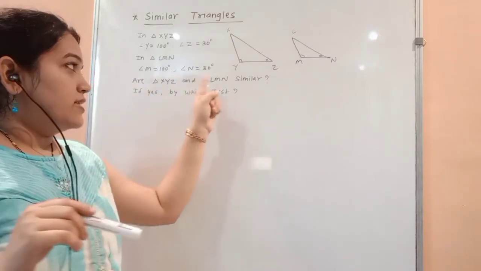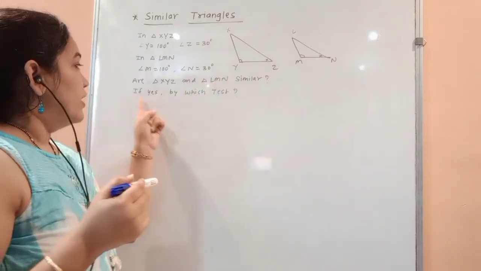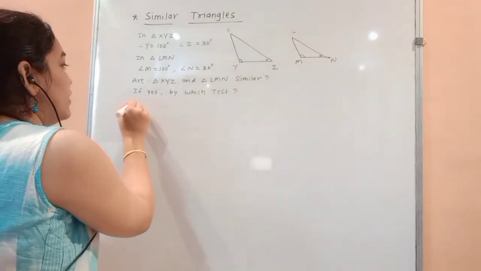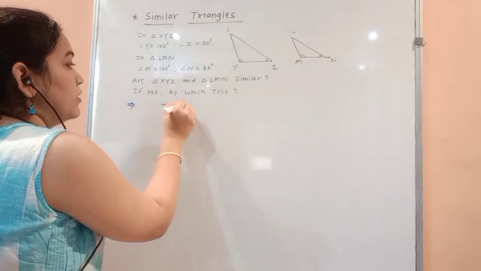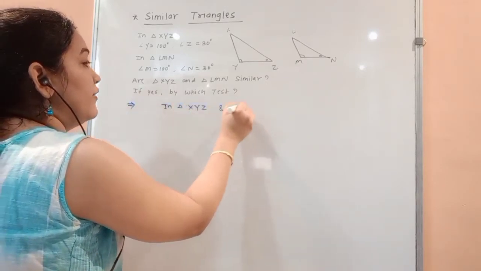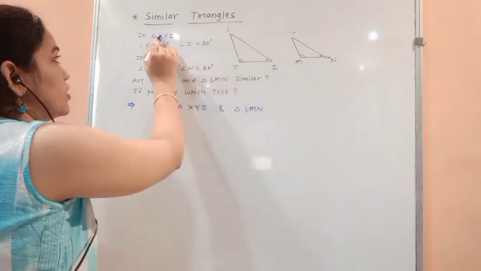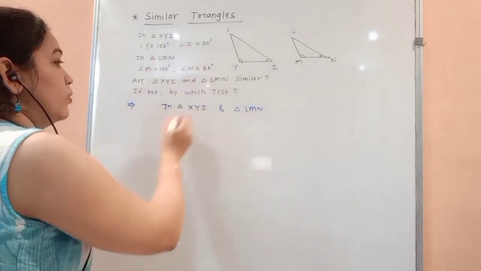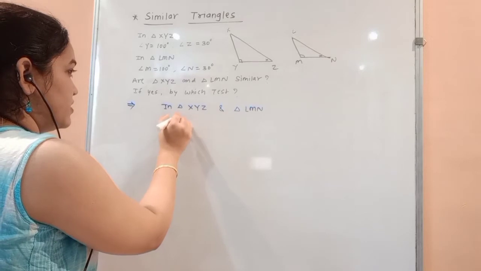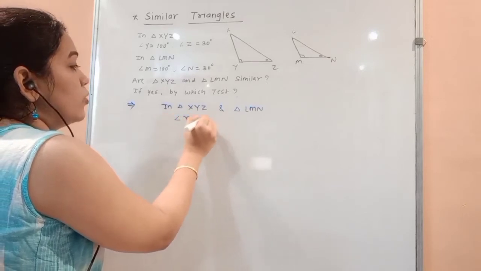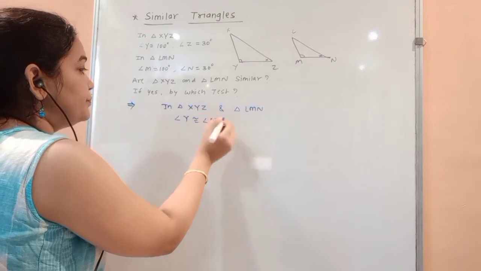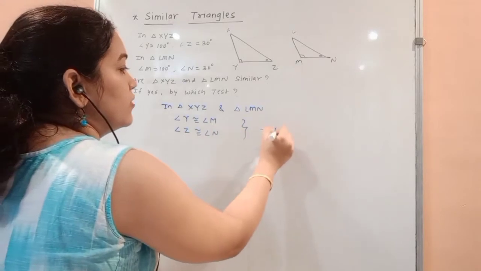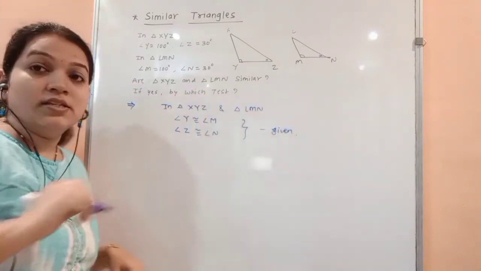Are triangle XYZ and triangle LMN similar? If yes, by which test? Yes, they are similar, because, see how to write it in triangle XYZ and triangle LMN. See the correspondence: X, L, Y, M. So Y and M are congruent, Z and N are congruent. So therefore I can write, in triangle XYZ and triangle LMN, angle Y congruent to angle M and angle Z congruent to angle N. Given. Yes or no? These things are given.